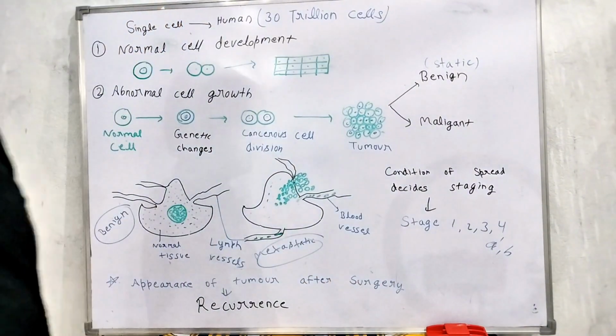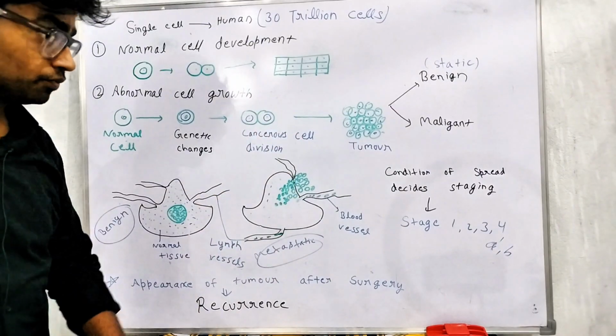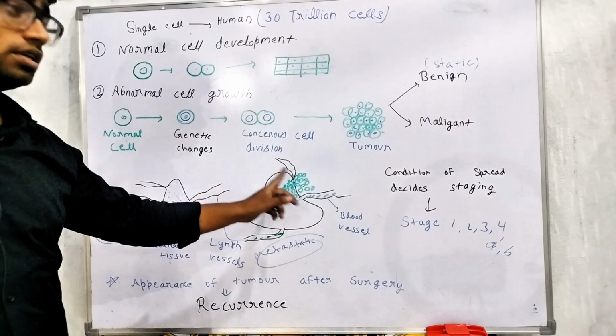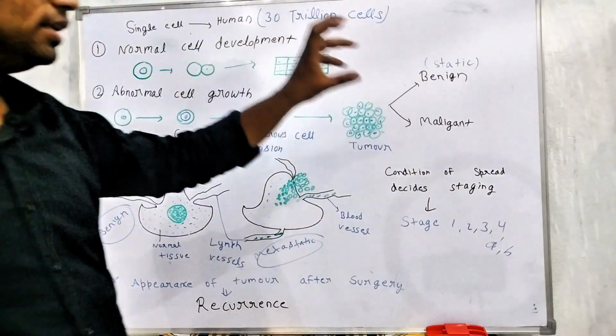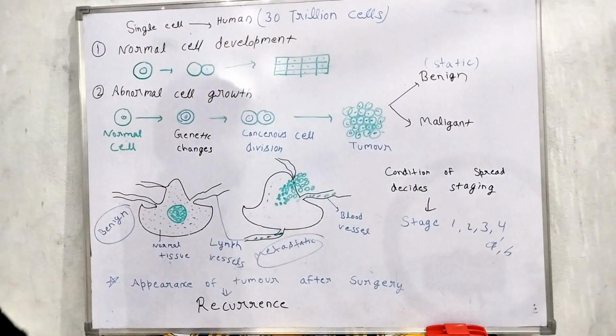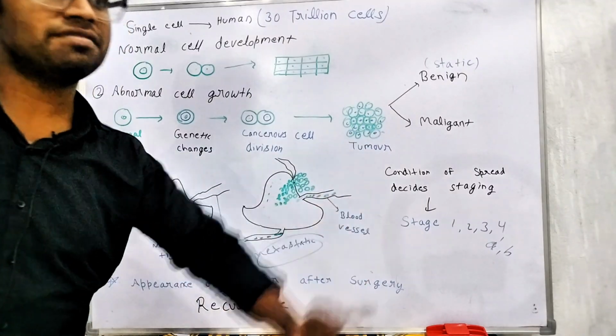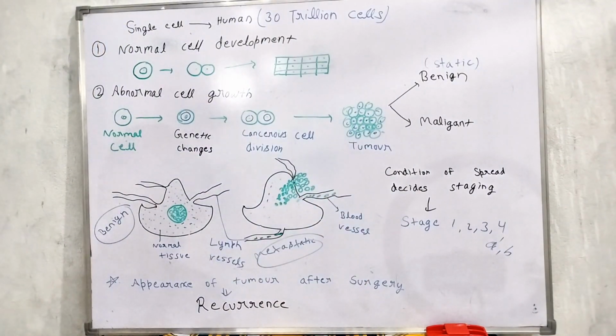After the cancerous cell division, a group of undifferentiated cells is formed, that is called the tumor. After the cancerous cell division, there is no tissue formation. There is a difference. A tissue is a completely well-arranged set of cells, but this is a mass of undifferentiated cells. So here is the difference between the tumor and the tissue.